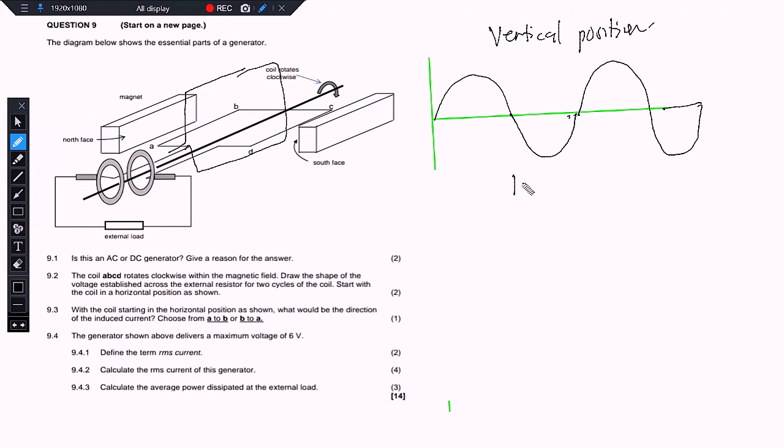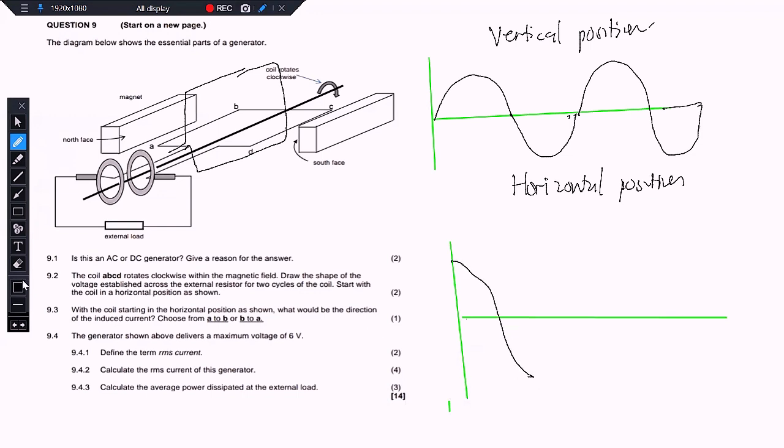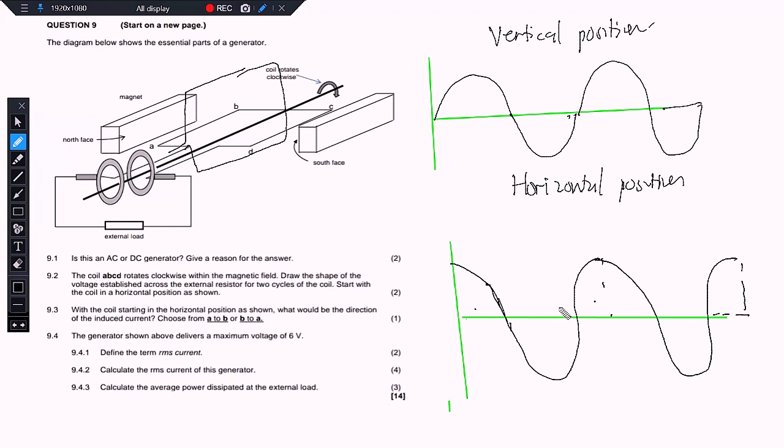But then now, because they want you to start drawing it from the horizontal position, you have to note that it will not start at 0. It will now start at the maximum voltage, right? So it's supposed to go like this. So this here indicating 1 full cycle. So we can see quarter, quarter and half. Then that makes it a full cycle. So because we have to draw 2, then I have to repeat the same shape again. Then that's it. That's how we have that.